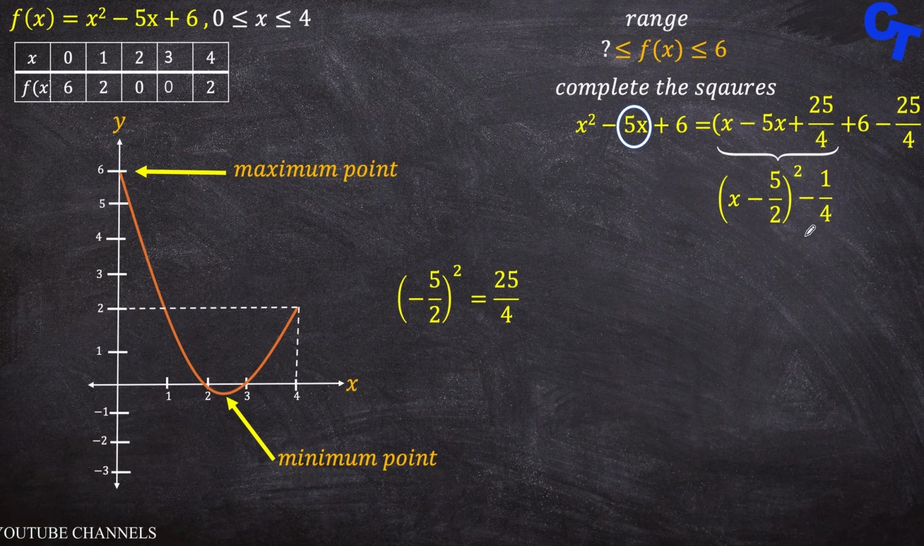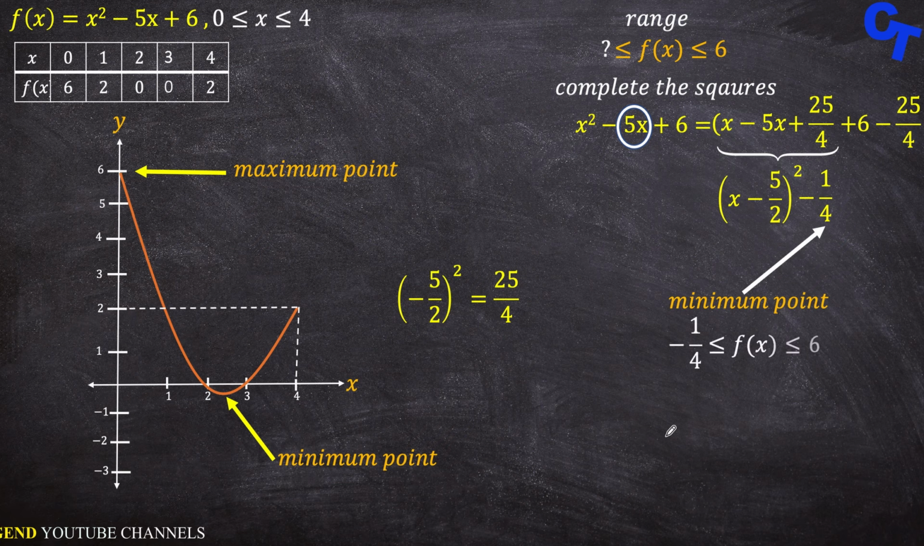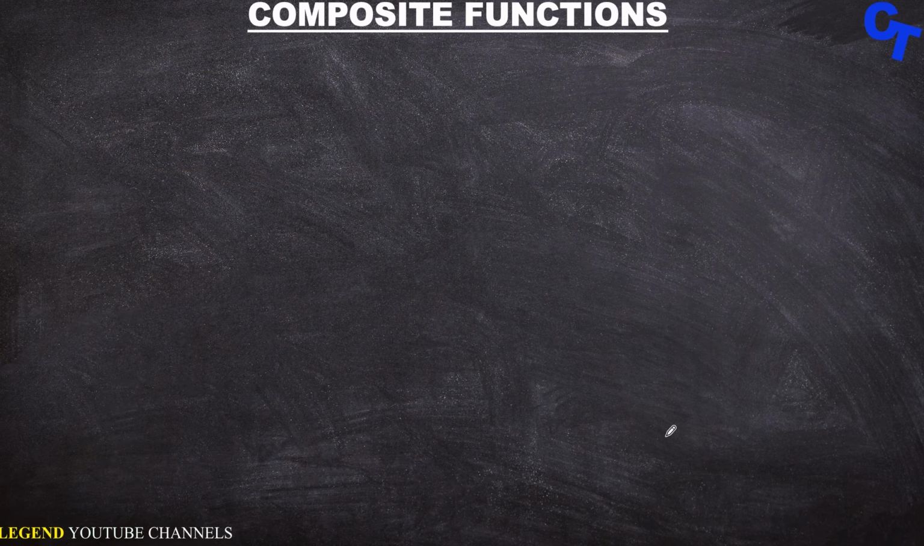So this one is going to be the turning point, which is going to be the minimum value right here. So now we have the minimum point, which is negative 1/4, right? So that means for our range, we can write f of x ranges from negative 1/4 to 6. Okay, I hope you've understood about the range. We're going to go to what we call composite functions.